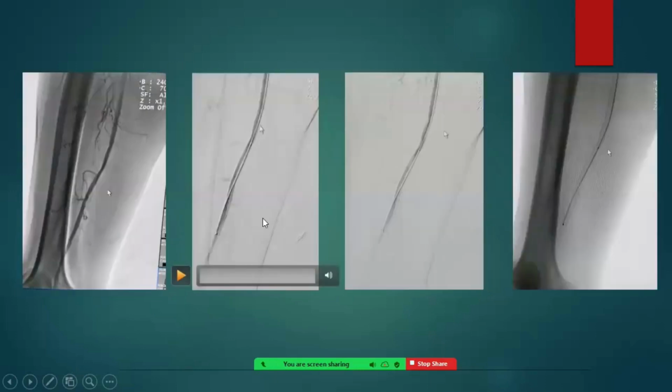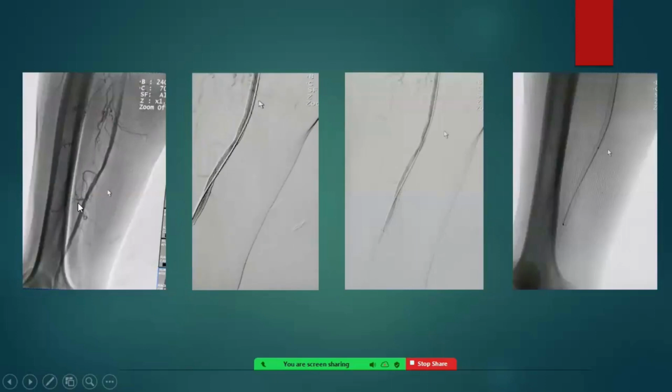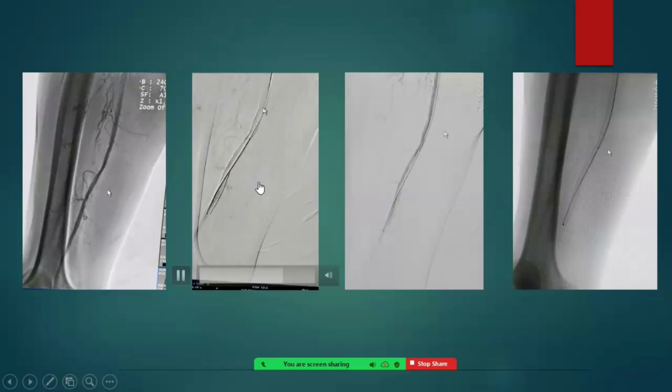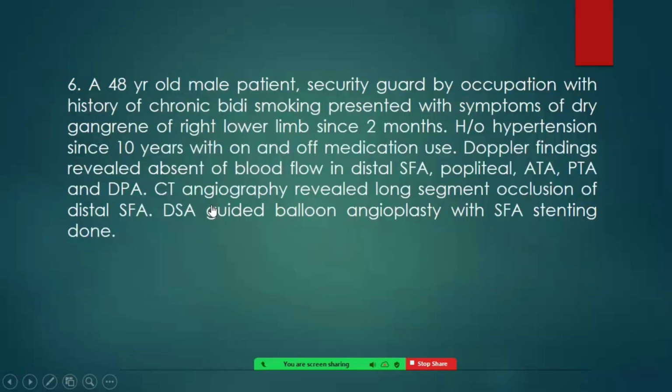This is after the stenting, because only this part is showing the diseased segment. So we have to place the stent only in the distal segment of the distal part of the SFA, rather than covering the whole vessel.